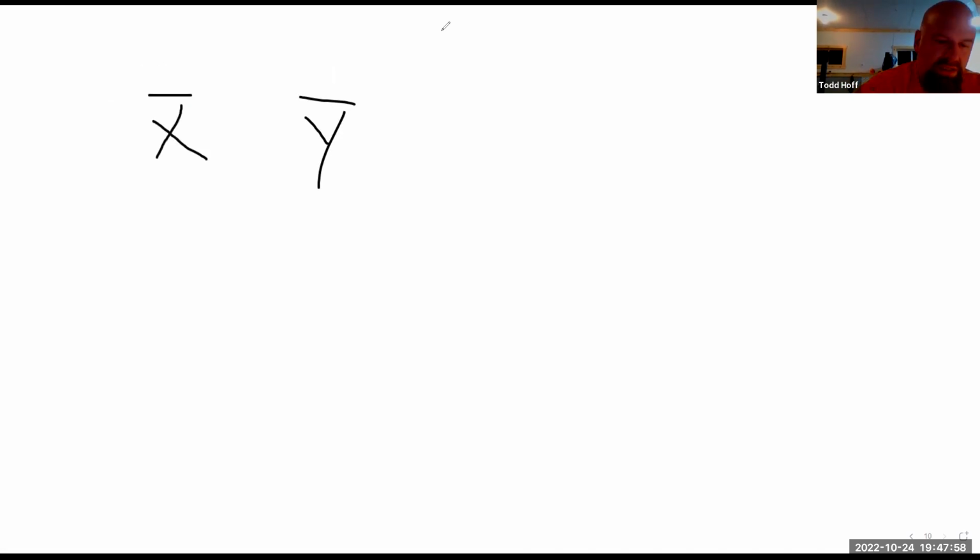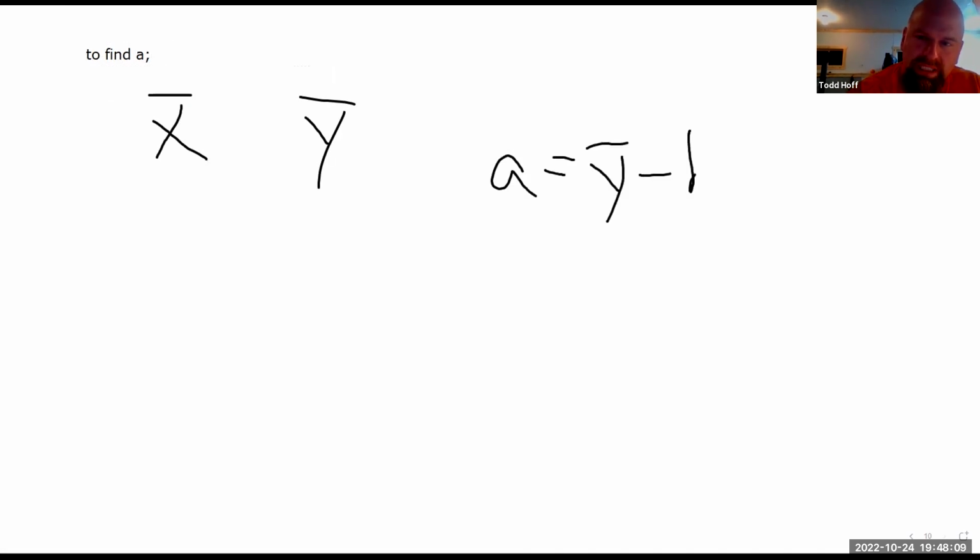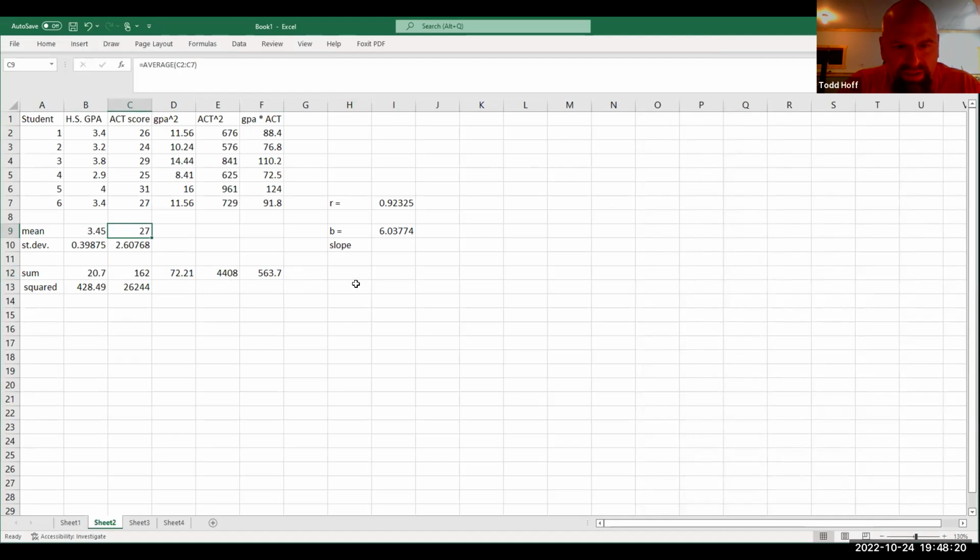X bar, good. And if that is the case, then A is equal to y bar minus B times x bar. So again, let's go back to our Excel file here. We have the mean x value and the mean y value. So we can find A as the mean y value minus B times the mean x value.